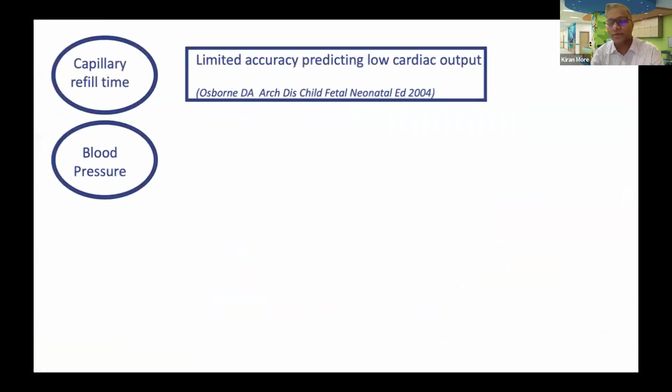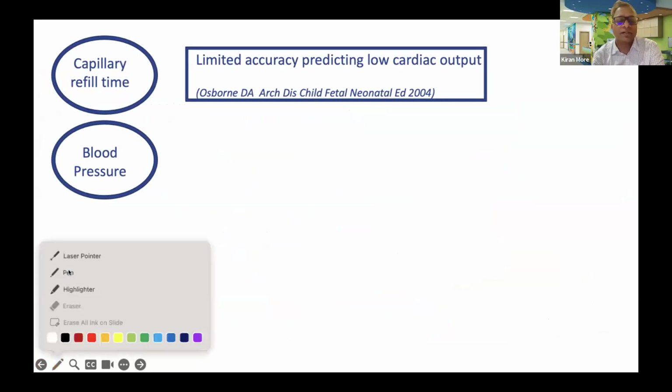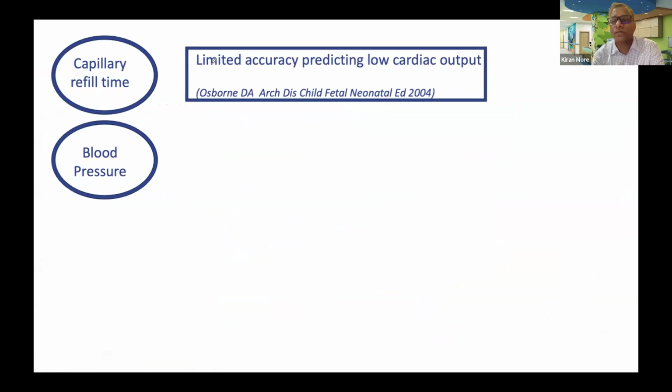Unfortunately, the problem in newborns is the clinical parameters are often late and they are missed. So we may not have enough information all the time, or we rely on a lot of parameters which may not be very valuable in telling the true story. So cap refill time, yes, it's important. And we do it all the time. And that's the first question, what's the CRT? But it has limited accuracy in predicting low cardiac output.